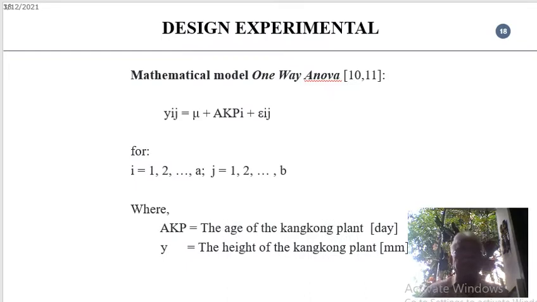The mathematical model using design of experiment is Y_ig equals mu plus A_kp plus epsilon_ig. A_kp is the age of the kangkung plant in days, and Y, the dependent variable, is the height of the kangkung plant in millimeters.